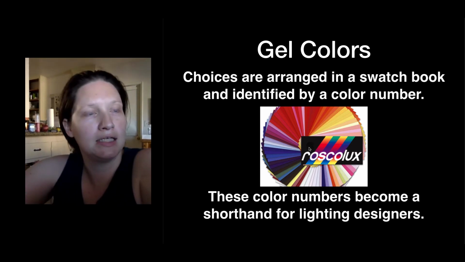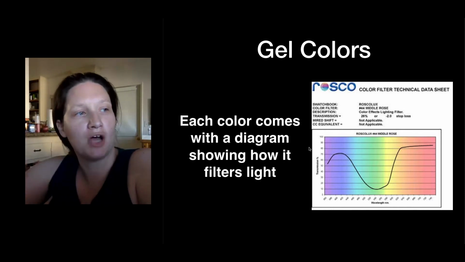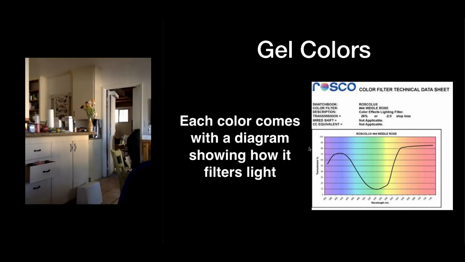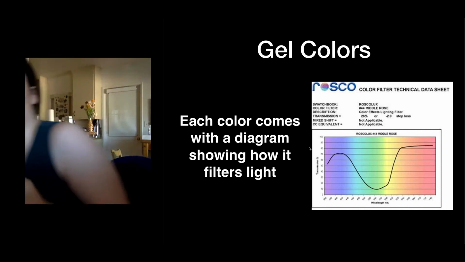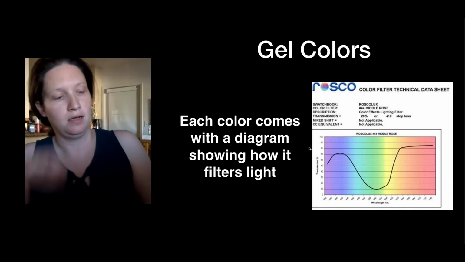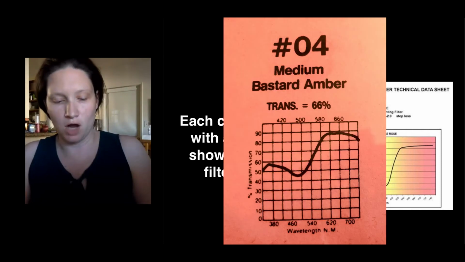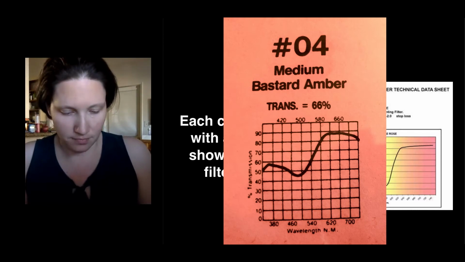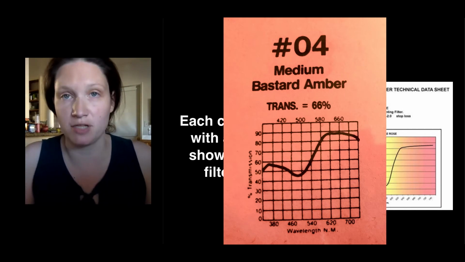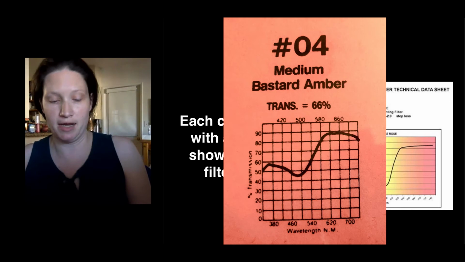In your swatch book, you also get technical data information. Each color, in addition to the swatch, is going to have a diagram of how it filters light. One second, let me get a swatch book. This is my fancy, expensive swatch book. You can look at 04 right here as an example. I'll take a picture of this and put it up on your screen so you don't have to look at it through me. So 04, medium bastard amber, classy title, has a transmission number. That's how much light comes through. And it has a wavelength map that's showing you what part of the light ray is coming through.